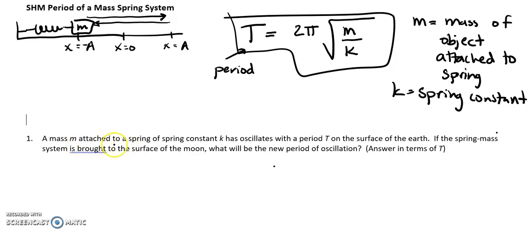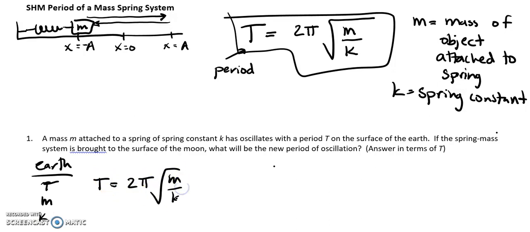So, okay, we have a mass, oscillates, and so on. Oh, cool. The spring mass system is brought to the surface of the moon. What will be the new period of oscillation? So on Earth, we know it's T, we have M, and we have K. Cool. So on Earth, we know period is 2 pi root M over K. So now this is brought to the moon.